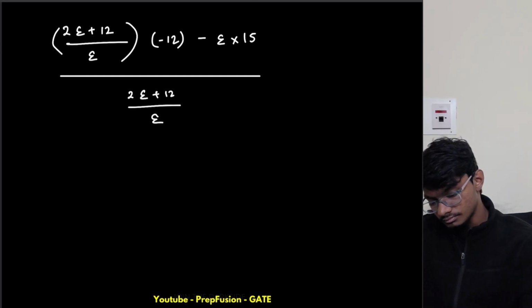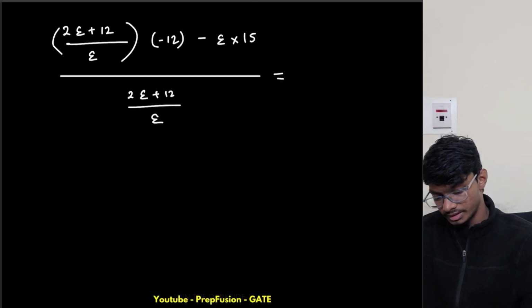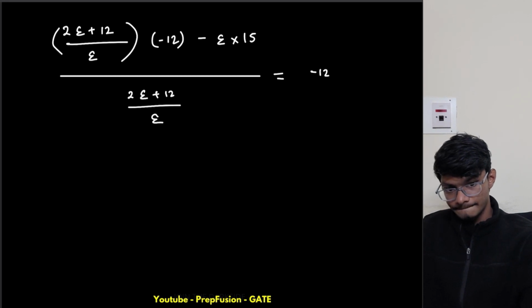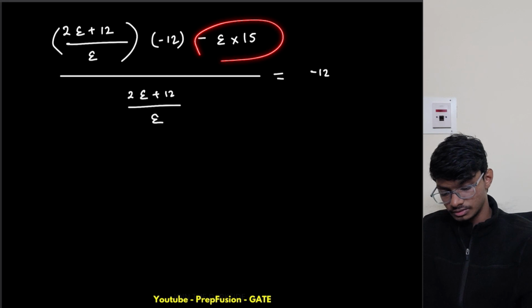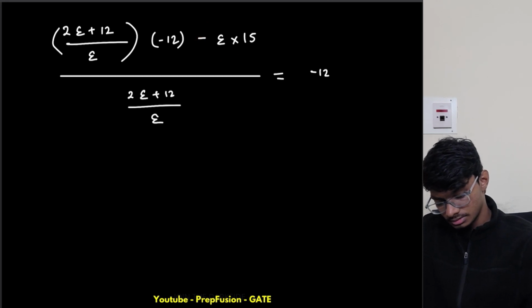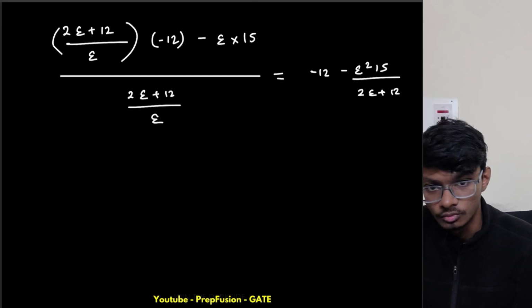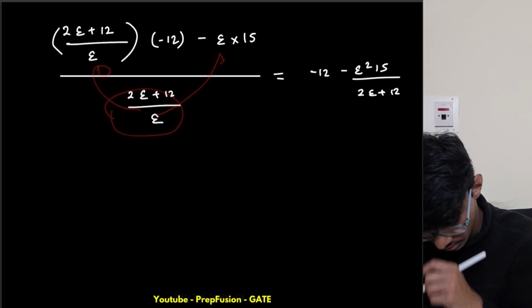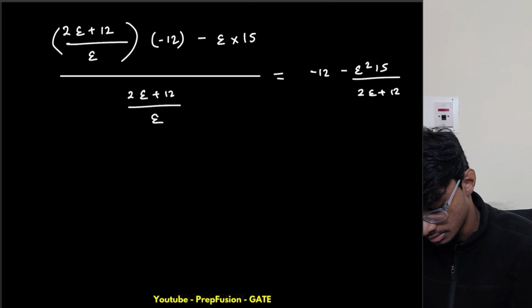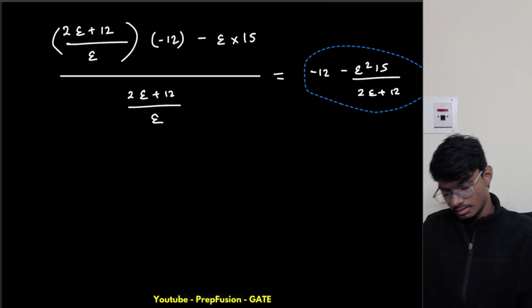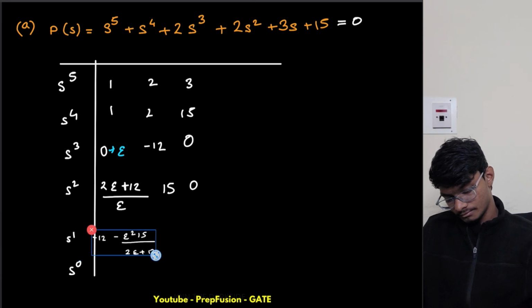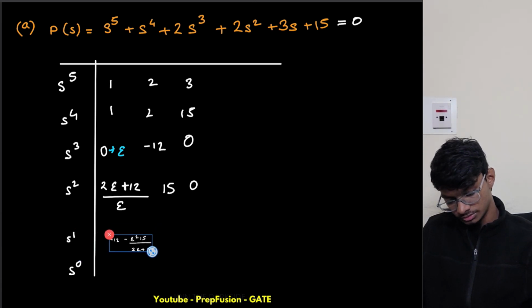So what do I get? This will be divided with this one, so I will get only minus 12, and this is minus epsilon square times 15 divided by 2 epsilon plus 12. So this is my equation. What did I do? I just simply divided by this one and this one. So this is what I get. Epsilon I took over here. I will just write it small, then I will put epsilon equals 0. Then we will see what happens.